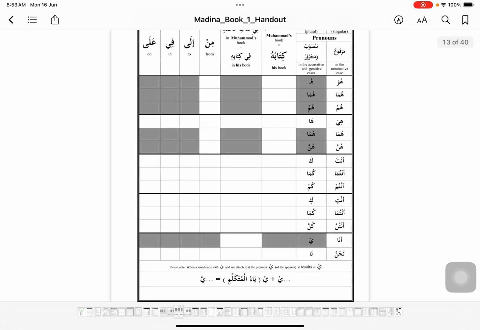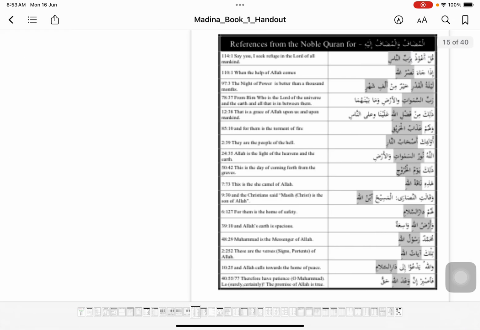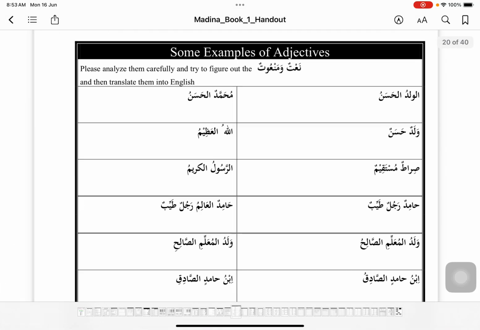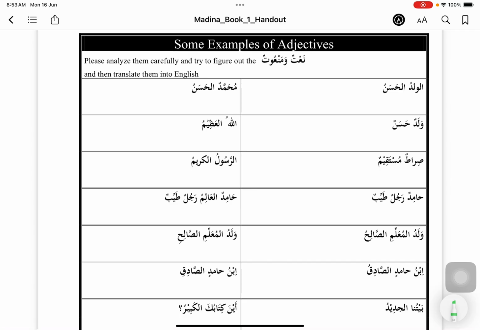So we go to page number 19, where we have some examples of adjectives. Here we have al-waladu al-hasanu. Al-waladu is the noun, al-hasanu is the adjective, the good boy, right? Remember, this is not the same as the boy is good. If we want to say the boy is good, we would say al-waladu hasanun. The boy is good. If we say al-waladu al-hasanu, it would be the good boy.